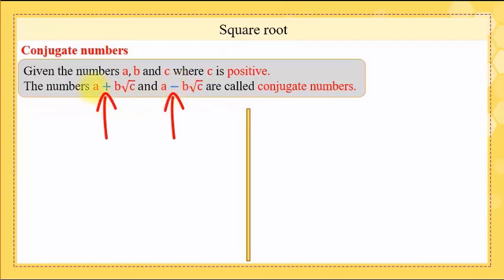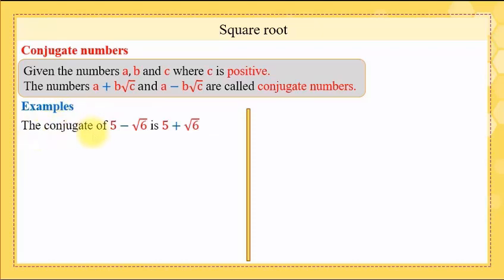Pay attention that a has the same sign in both numbers, but we change only the sign of b radical c. Let us illustrate this concept by some examples. The conjugate of 5 minus radical 6 is 5 plus radical 6. We change only the sign of radical 6. The conjugate of 3 radical 2 plus radical 5 is 3 radical 2 minus radical 5. Also, we change only the sign of radical 5 from plus to minus.